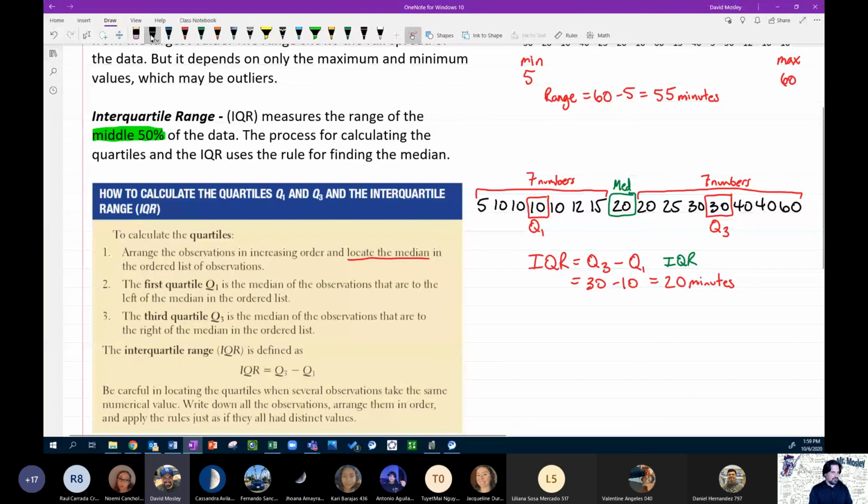So this last thing it says here, be careful in locating the quartiles when several observations take the same numerical value. Write down all the observations. Don't skip any. We need to write them all down, even if it's the same number again and again, just like in our example, 10, 10, 10, 10. Write it down. It's a data point, it counts. And you just apply the rules.